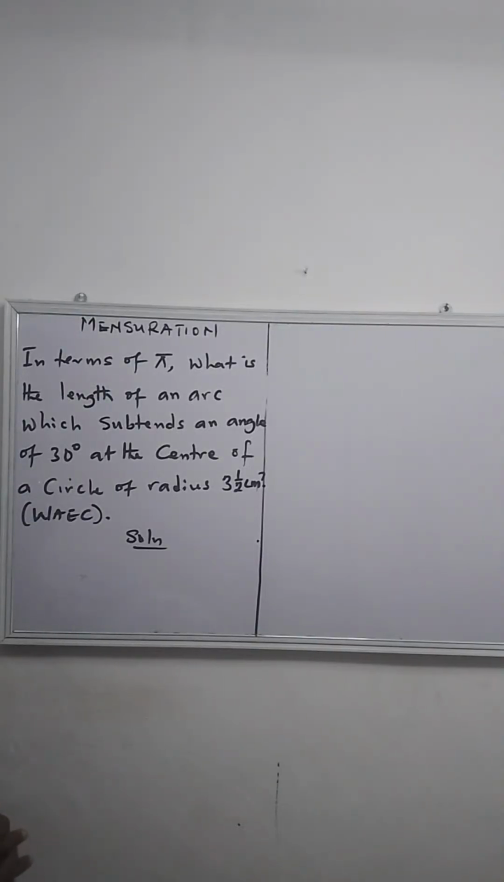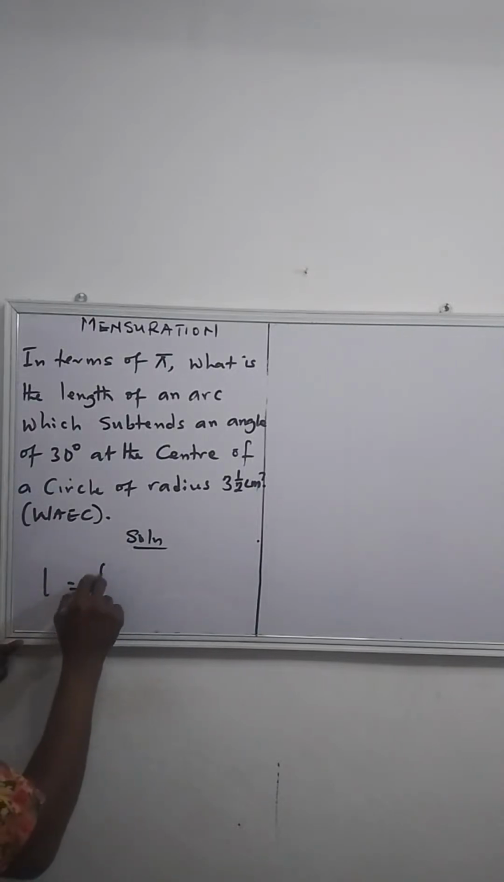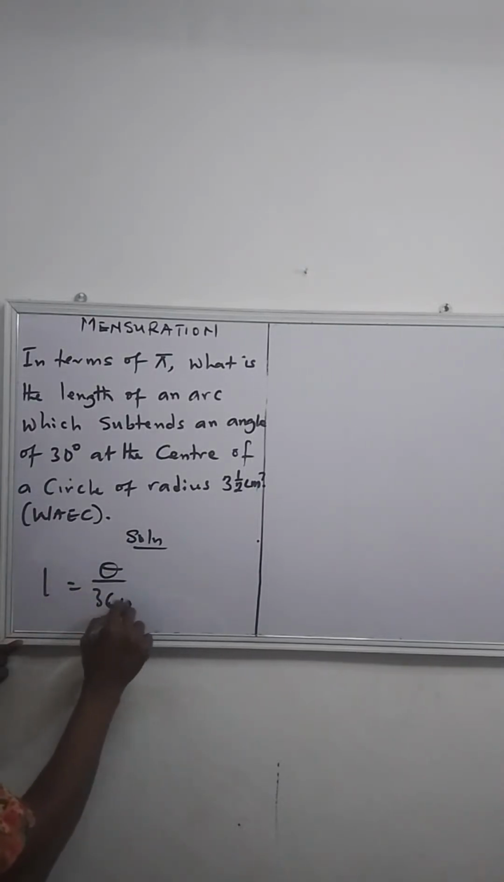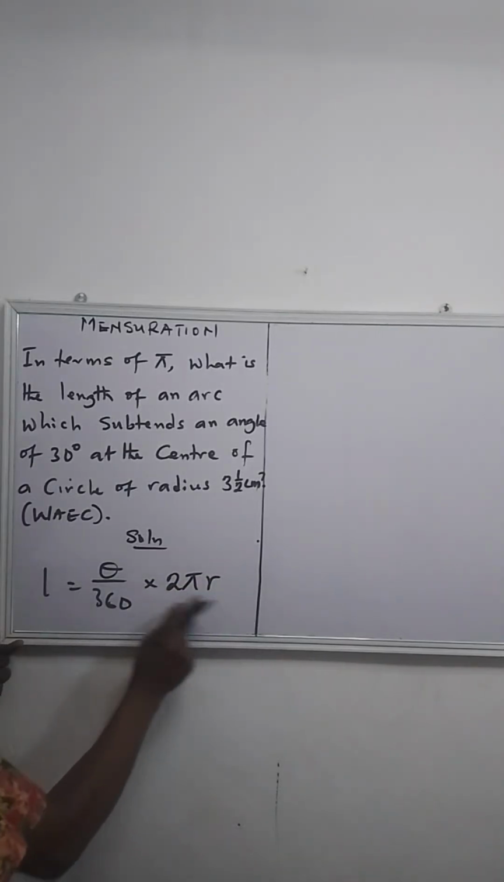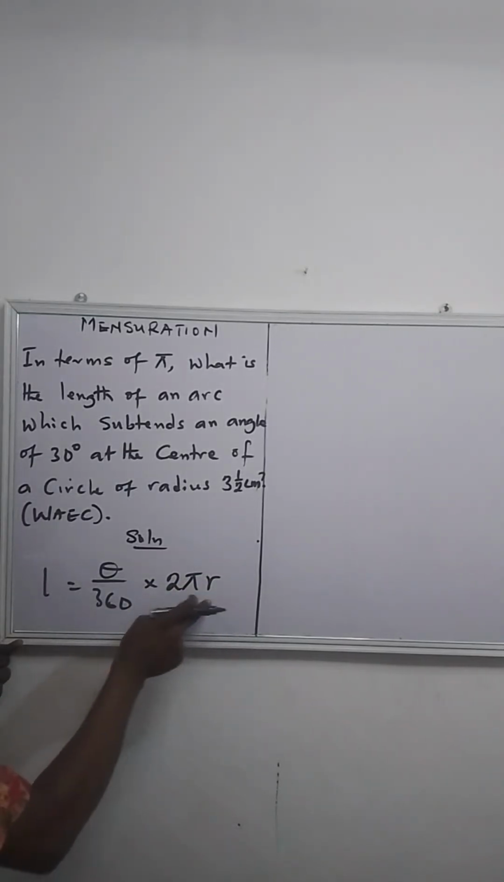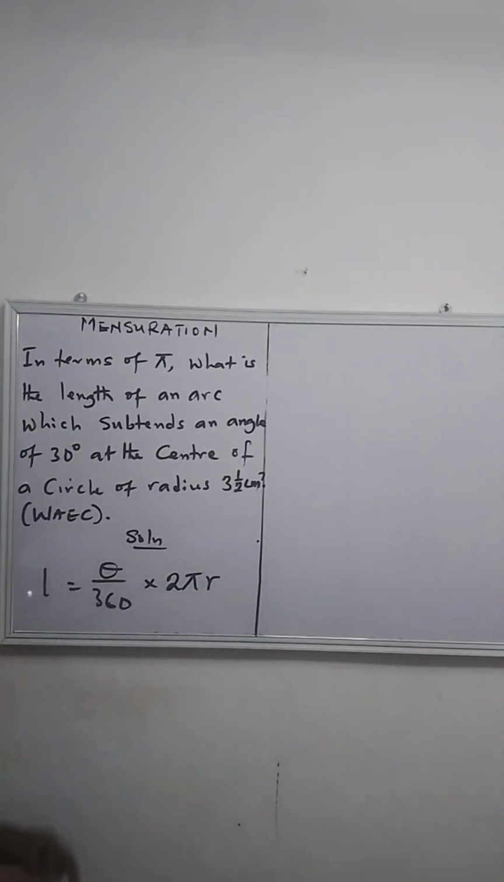The question says in terms of pi, what is the length of an arc? So I want to get the length of an arc. What comes to mind is the formula for finding the length of an arc. The length of an arc is a fraction of the perimeter of a circle. So I'll have the length of an arc is theta over 360 times 2 pi r. This is the perimeter of a circle. So take note of that.